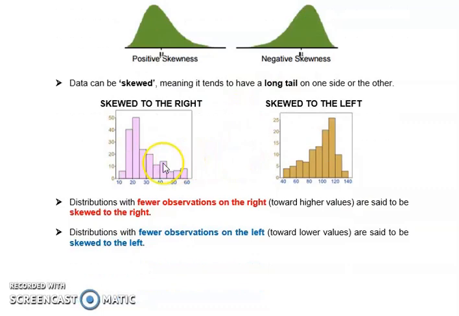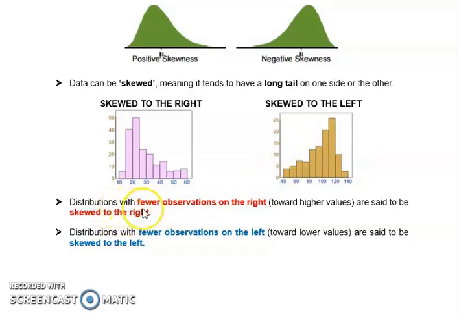Okay, this is an example of skewness based on histograms. If we have a histogram like this, we can see that this distribution is skewed to the right. We can see that the longer tail falls on the right. In contrast, for this histogram, we can say that the distribution is skewed to the left, because the longer tail falls on the left-hand side.